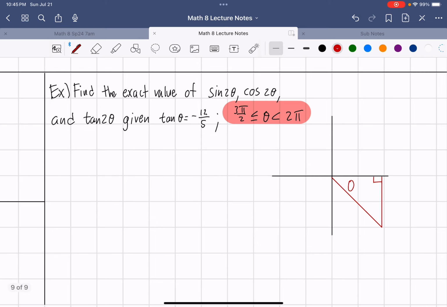So if I were to draw my triangle, we're talking about a triangle in quadrant 4. This is the theta in question. And let's not forget, tangent is equal to opposite over adjacent. Now, the question comes, where does the negative pertain to? Well, in quadrant 4, our x-coordinate is positive, our y-coordinate is negative. So opposite is going to be -12, and adjacent is going to be +5.